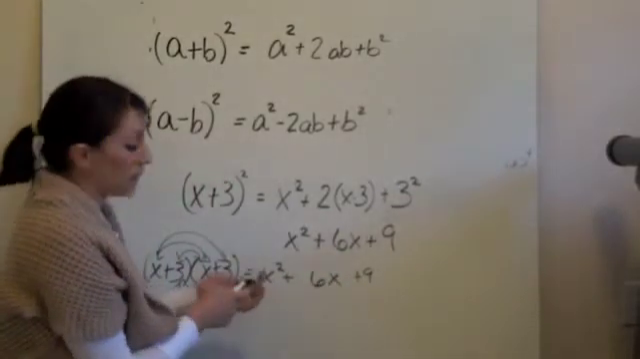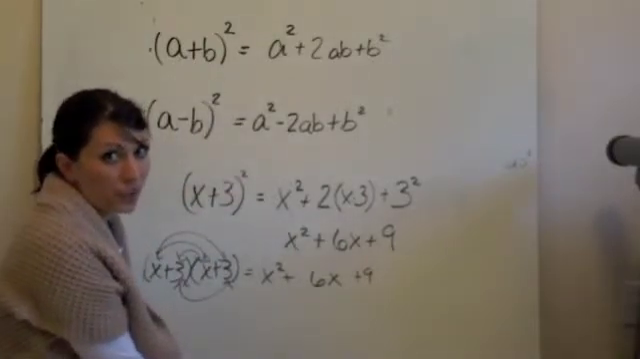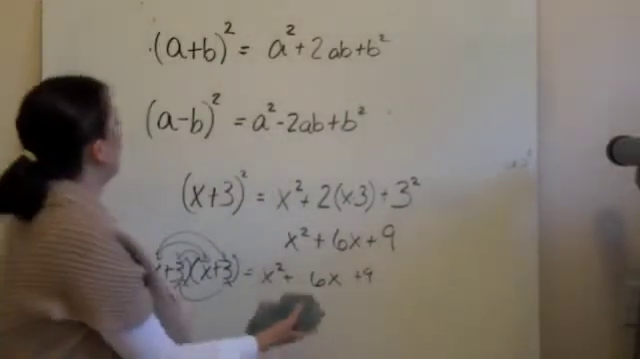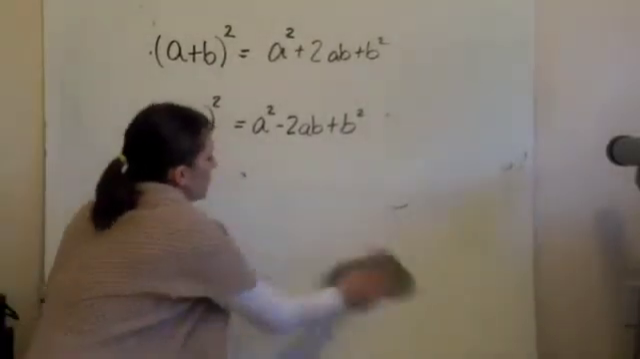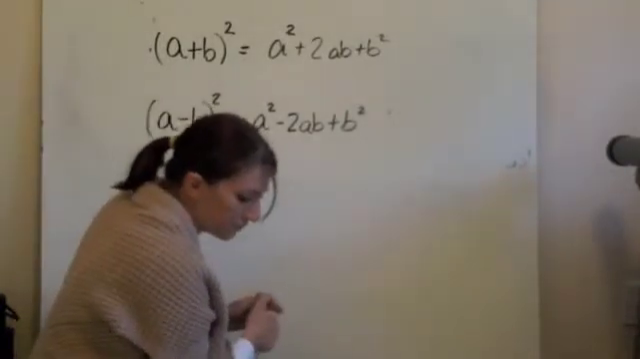Both methods work. Both methods are correct. If your instructor wants you to show work, I would probably do the FOIL method because it does show that you know the steps better. But that's basically how it works. I'm going to do one that looks like the second demonstration here.